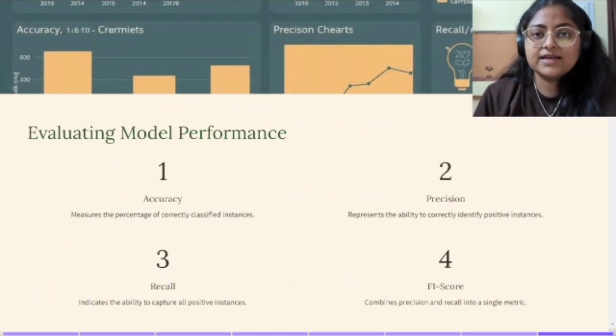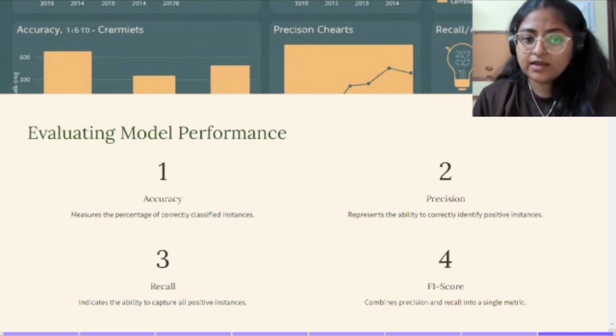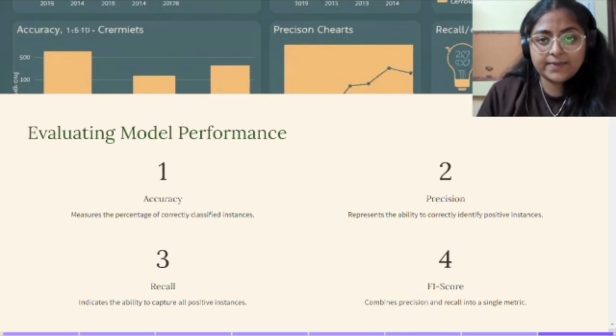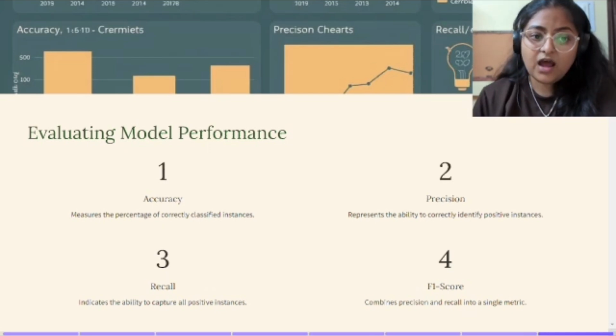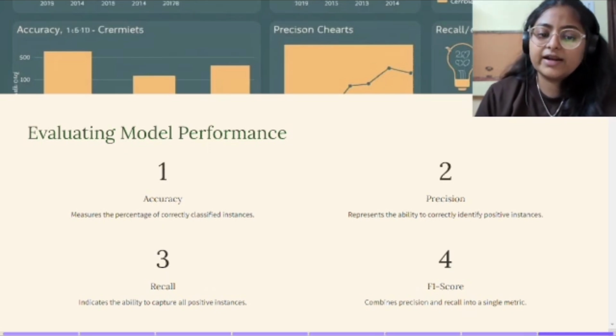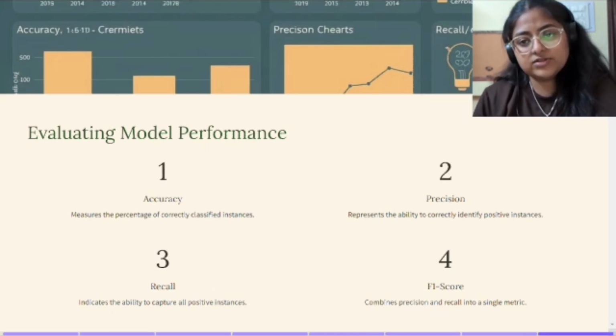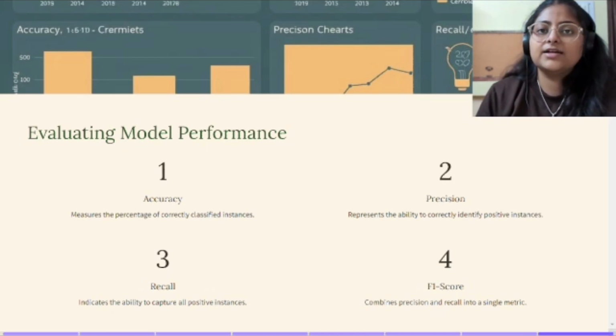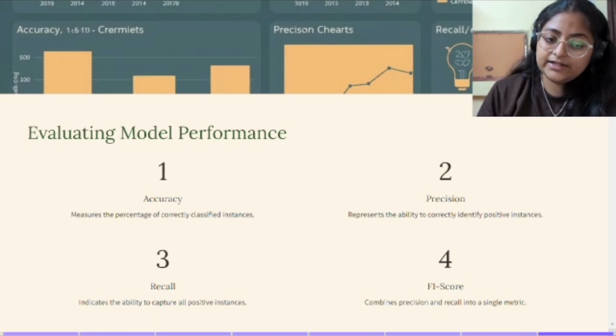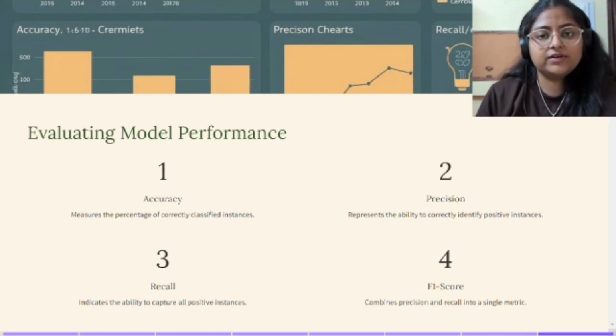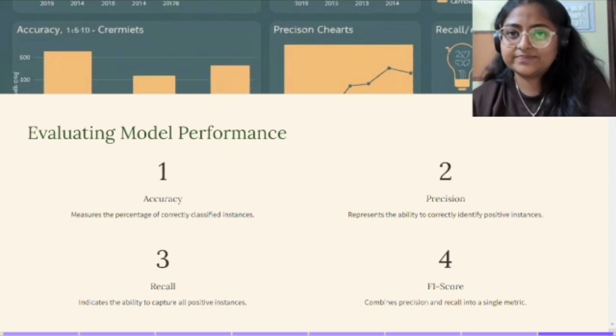Now, let us see how to evaluate model performance. Basically, we have four steps in it. First is accuracy: measure the percentage of correctly classified instances. Second is precision: it represents the ability to correctly identify positive instances. Third is recall: it indicates the ability to capture all positive instances. And fourth is the F1 score, which combines precision and recall into a single metric.